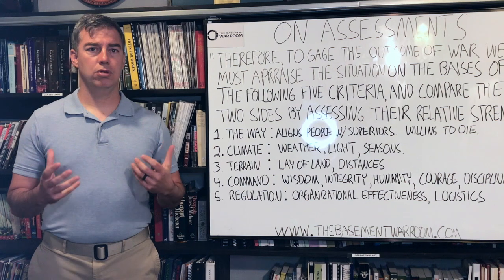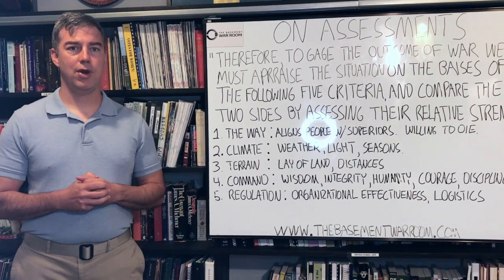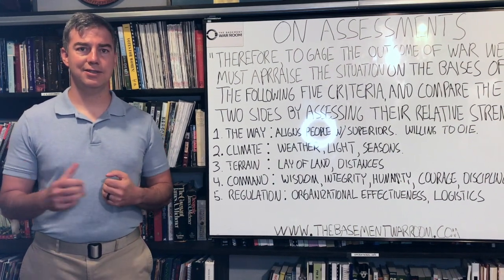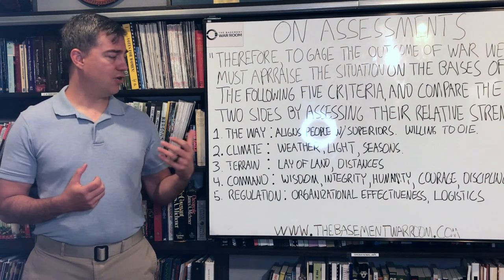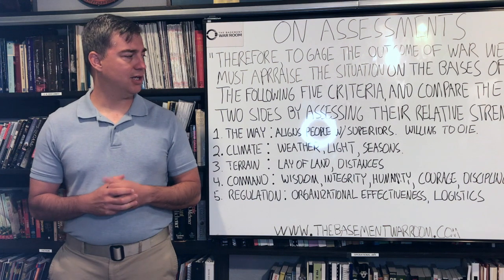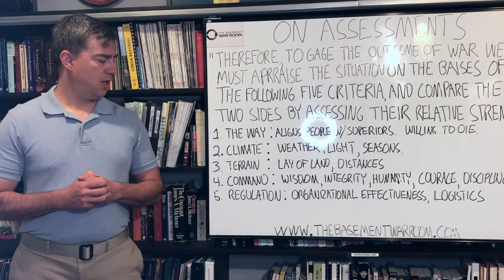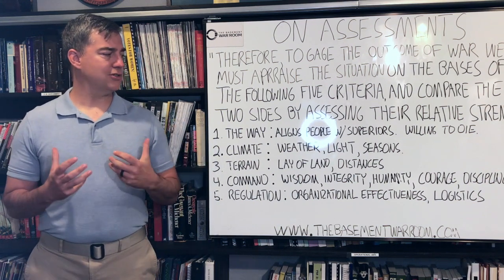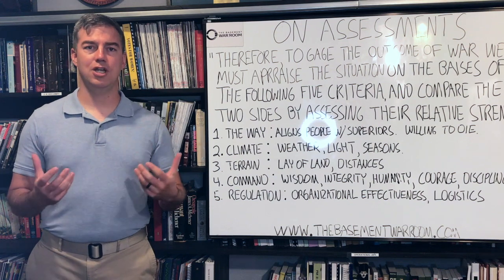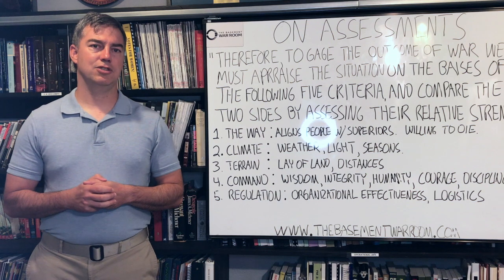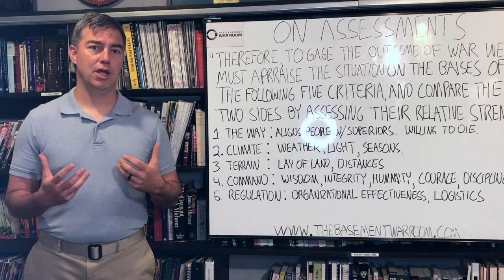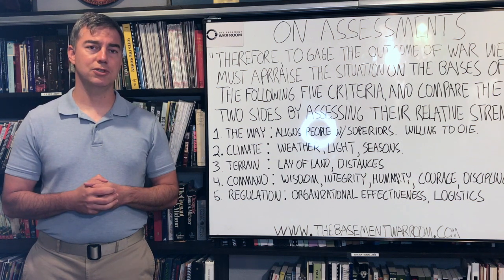Climate: weather, light, the seasons. Terrain: lay of the land, distances. Command: the qualities in the commander of wisdom, integrity, humanity, courage, discipline. And regulation: organizational effectiveness, logistics, the chain of command. So these are Sun Tzu's 5 criteria to assess two opposing forces.